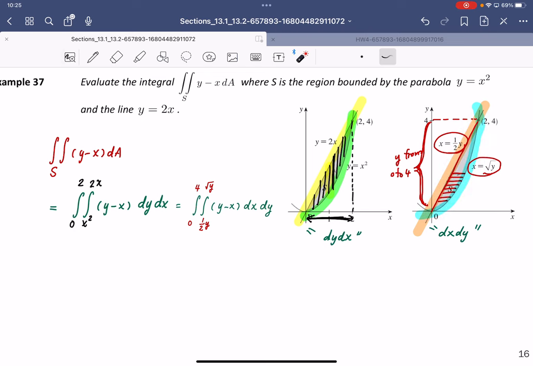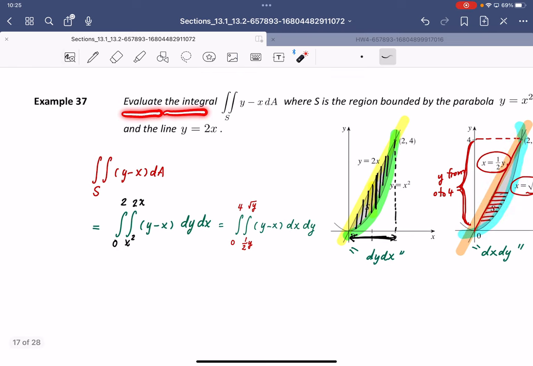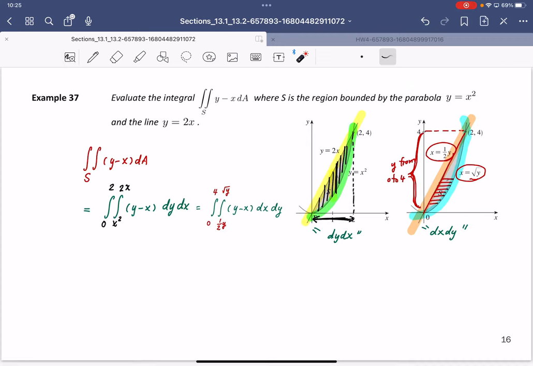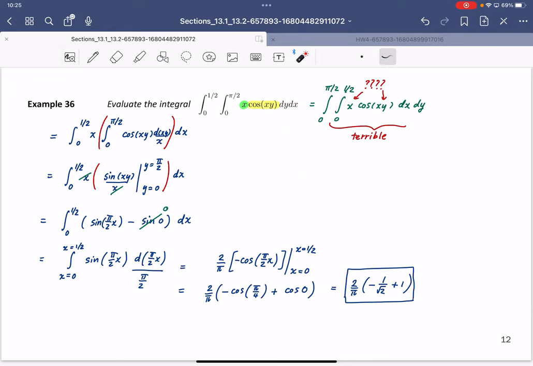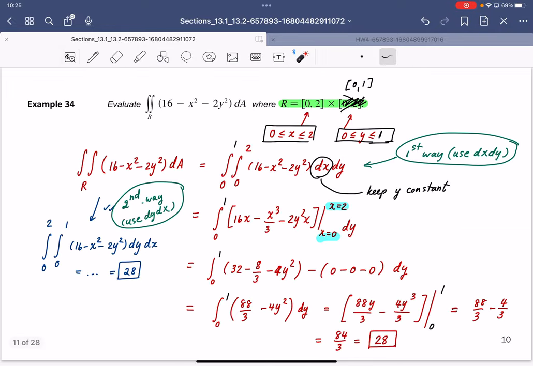So the idea is that we want to compute the integral over S, and S is given to be on this region. So it is not a rectangle. Keep in mind that before, when you did it with a rectangle, x from 0 to 2, y from 0 to 1, the domain was a rectangle.